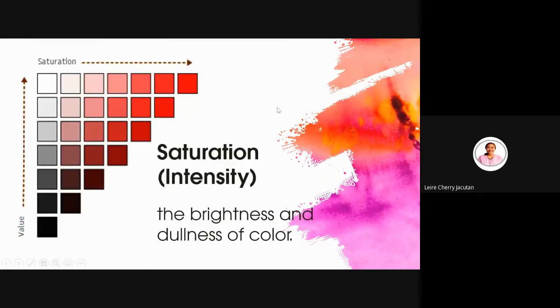Yan. And then we also have another property of color which is called saturation. So saturation, the other term for that is intensity. When we zero out the saturation of a particular picture, it becomes grayscale. Bakit ganon?